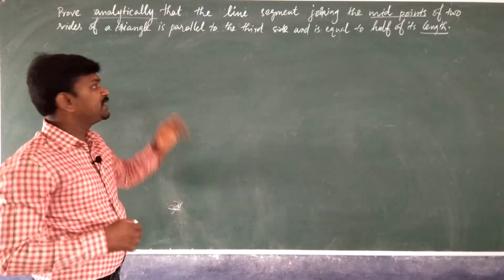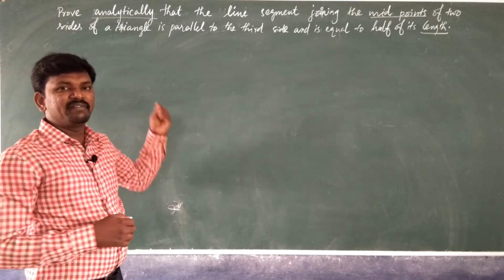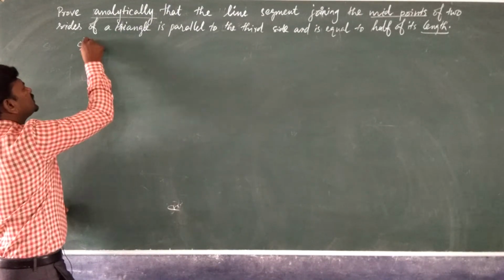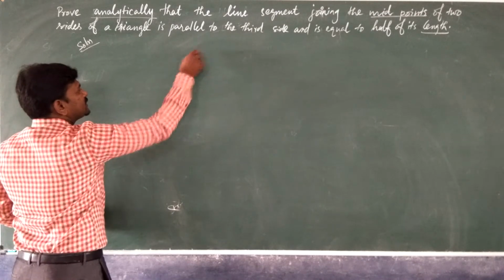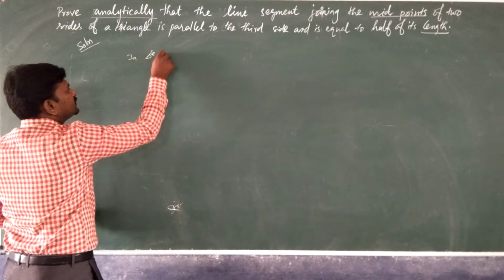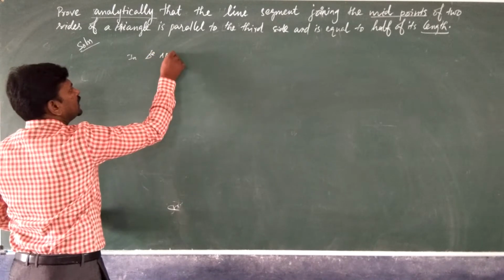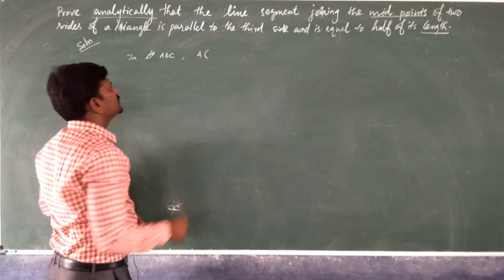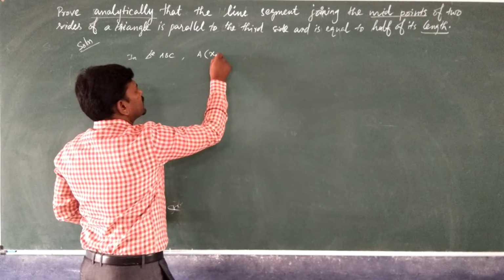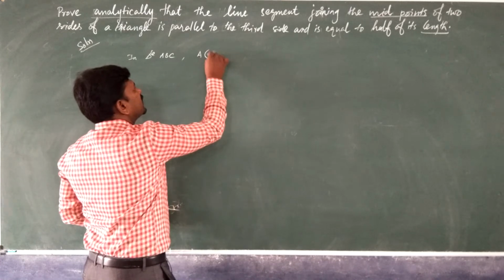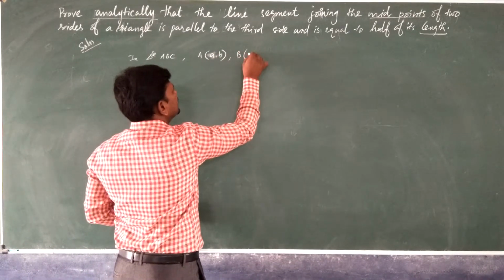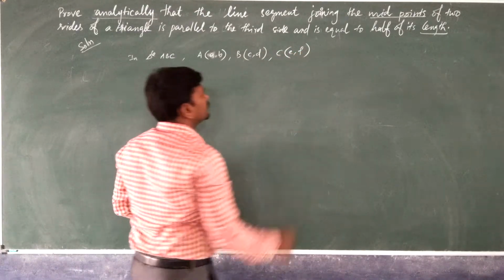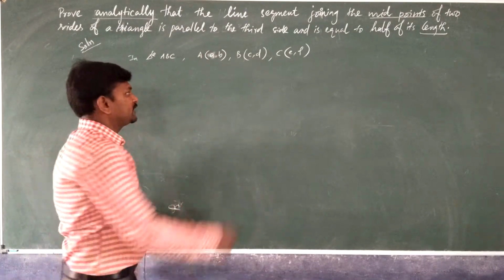We have to write the data ourselves, taking variables and coordinates to solve. It is a very simple concept. In triangle ABC, we can take any coordinates a comma b, c comma d, e comma f. These are the 3 vertices of a triangle.